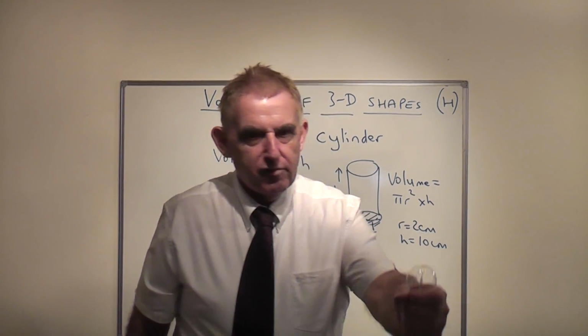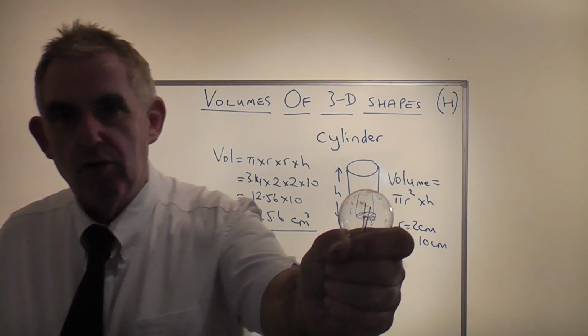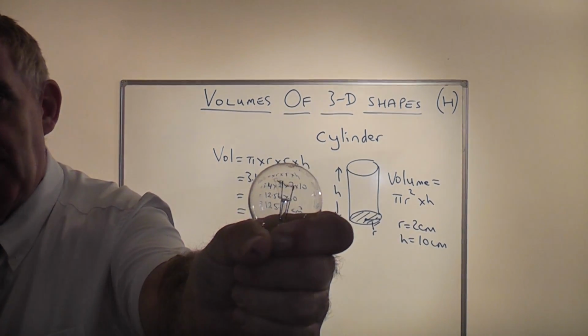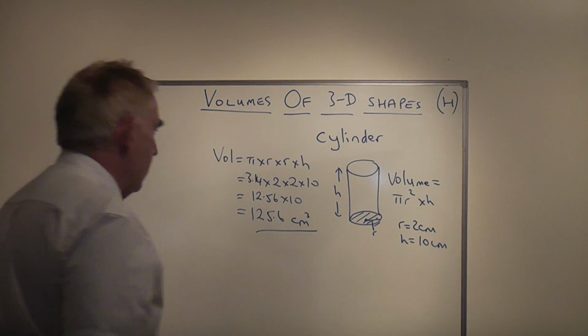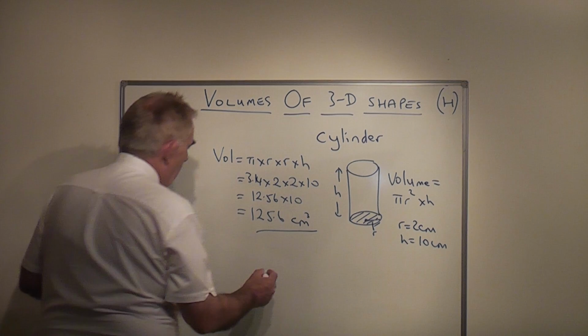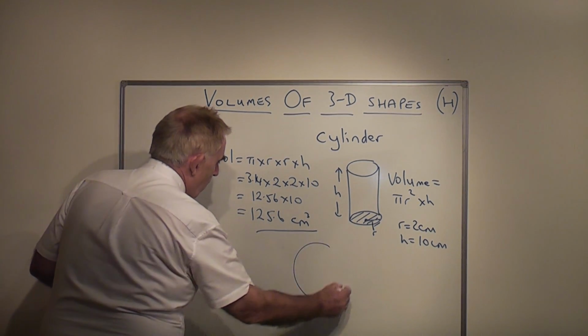Have you any idea what sort of shape that would be? What we would call it? That sort of shape. Sphere. A sphere, fantastic. That's a sphere, like a football. Okay, so let's say we had to work out the volume of a sphere.